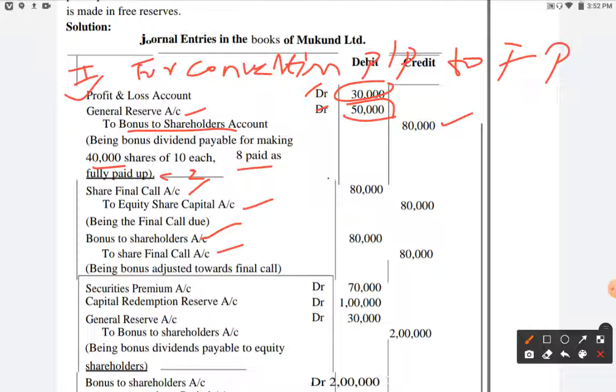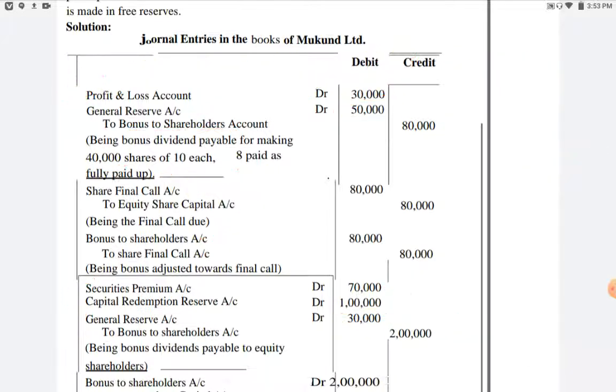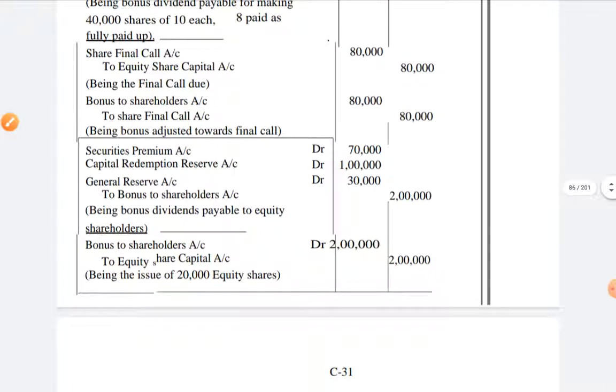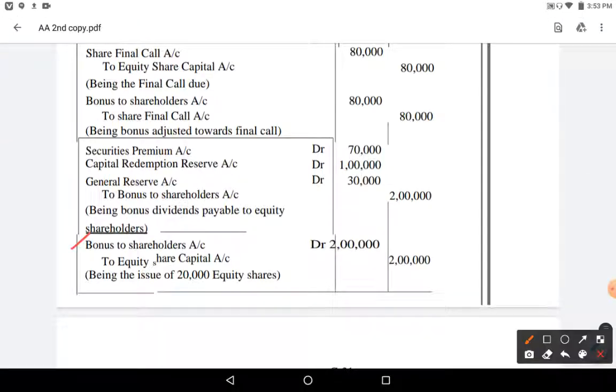From here, we require 2 lakhs for bonus shares. Capital redemption reserve, securities premium 70,000, 1 lakh. Remaining 30,000 we have taken from general reserve. So bonus to shareholders account 2 lakhs. Then the remaining general entry, bonus to shareholders account debit to share capital account. So this is how general entries we need to write.